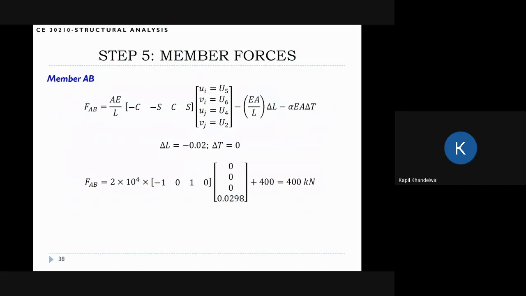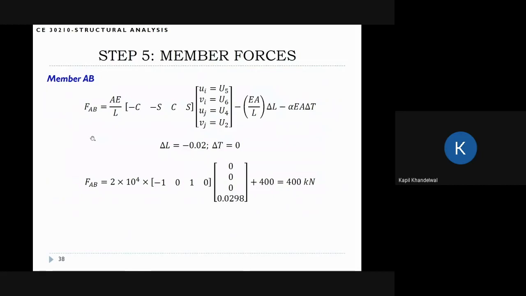After we find the support reactions, it depends on the problem. If the problem says you have to calculate the member forces, then you have to calculate the member forces for that given problem. Sometimes I will not ask you to calculate member forces for all the members in the exam, so you have to be careful. Just don't do calculations that are not needed.